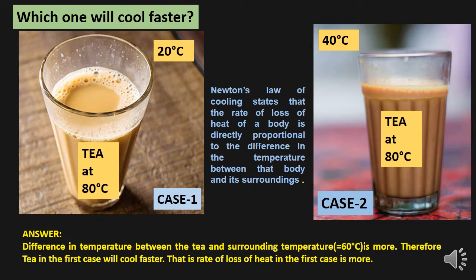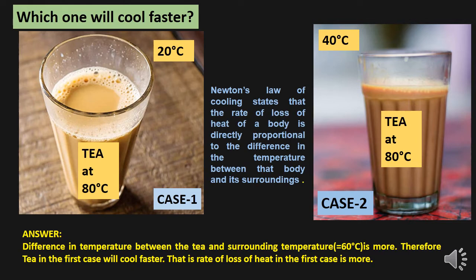In the second case, the temperature of the room, that is temperature of the surrounding, is 40 degrees Celsius. Within this room, another cup of tea is kept and the temperature of the tea is 80 degrees Celsius. The question is, which cup of tea will cool faster?